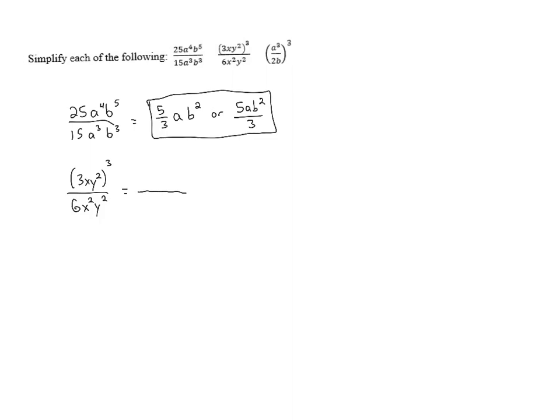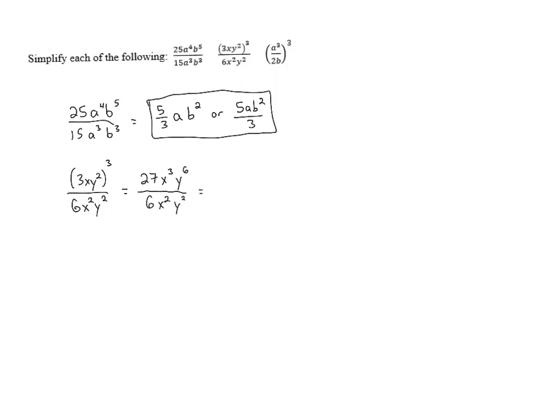So let's do that. If we take 3 and cube it, that gives us 27. If we take the x and cube it, that gives us x cubed. And then if we take the y squared and cube it, that's an exponent on top of an exponent. We need to multiply them, and that gives us y to the sixth. And then on the bottom, we still have 6x^2y^2.